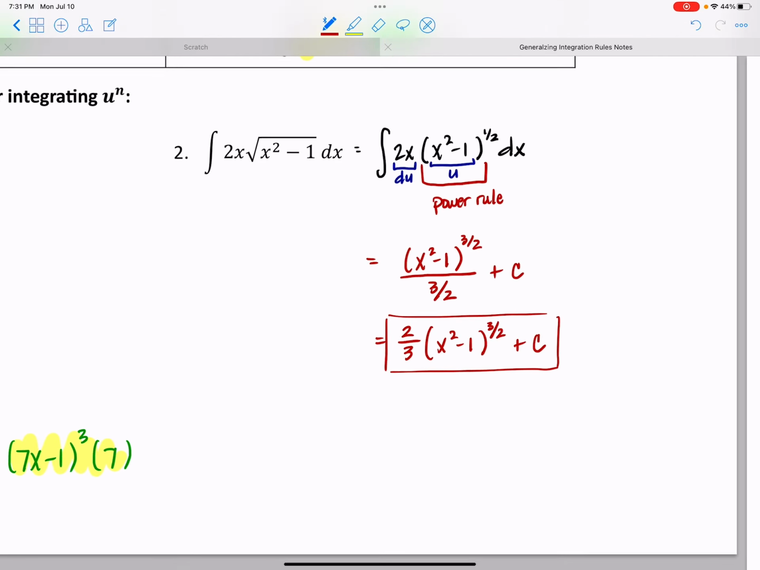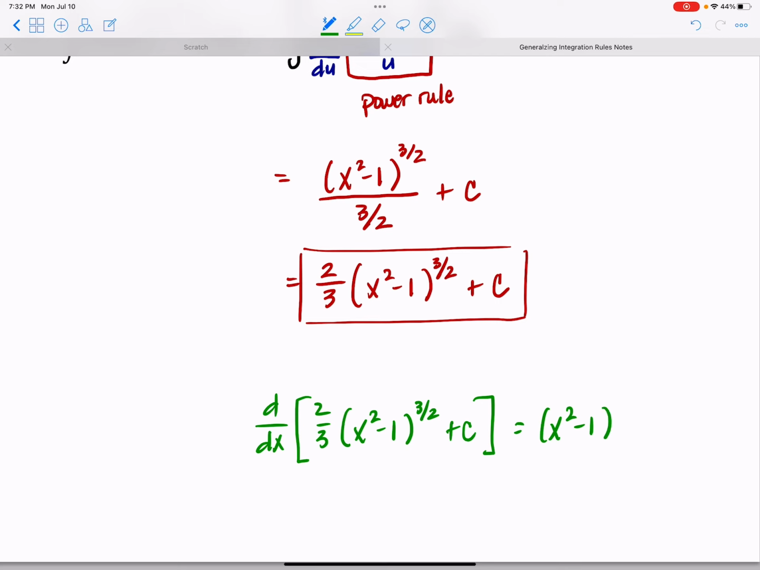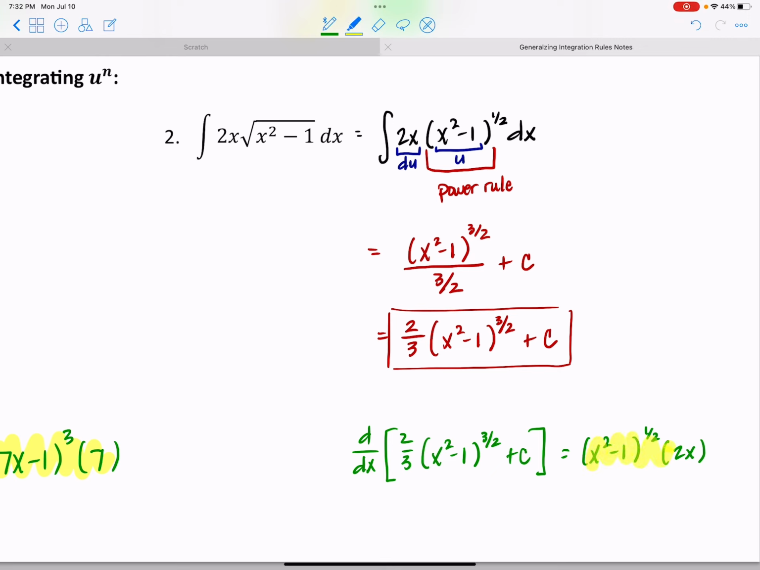Okay, and then again, if you weren't sure, and you don't need to do this every time, but just so you can see how easy it is to check your work, take the derivative with respect to x of this antiderivative and make sure it takes you back to your integrand. So here, if we multiply 3/2 and 2/3, we're going to get 1, x squared minus 1 to the 3/2 minus 2 over 2, which would be 1/2. And then multiply by the derivative of the inside, which would be 2x, and the derivative of the constant is 0, and again, what we have here matches what we have here, and so we're good. Okay, so we've verified our work.